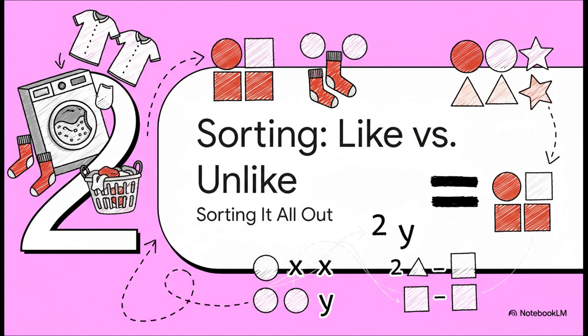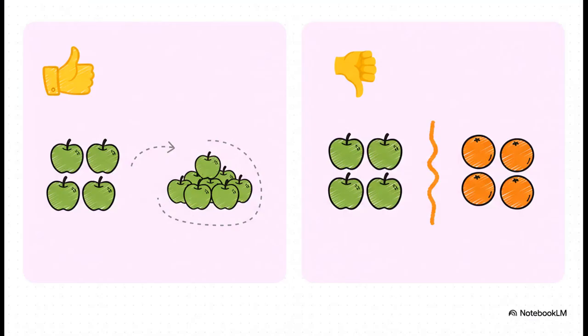Okay, now that we've got the lingo down, we can start sorting. And honestly, the best way to think about this is like doing your laundry. You know you put all your socks in one pile and your shirts in another, right? Algebra plays by the exact same rules. In algebra, we sort things into like terms and unlike terms. Like terms are the ones that have the exact same variable part, like 5x and 3x. Those are your socks. They can go in the same pile. Unlike terms have different variables, like 5x and 4y. You just can't combine them. It's literally the old apples and oranges problem.